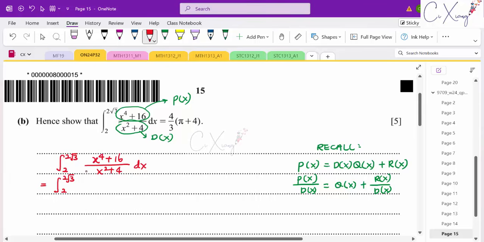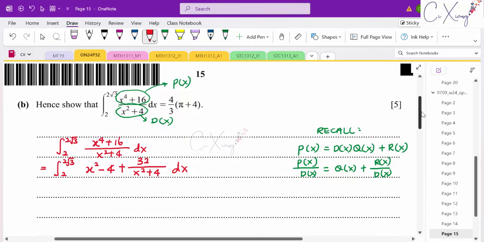So what's the quotient in our part A? Our quotient in part A is x squared minus 4. Then plus, what's the remainder in the first part? It is 32. Then divided by what? Divided by the divisor, which is x squared plus 4. So this is actually how they want us to link the previous answer with this part. So you always try to think back, what have I done in the previous part? How can I apply it in this continuous part here?